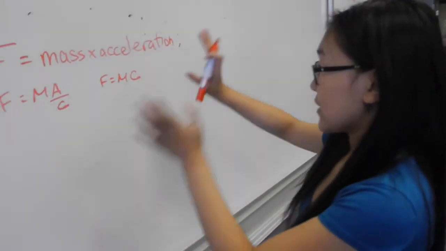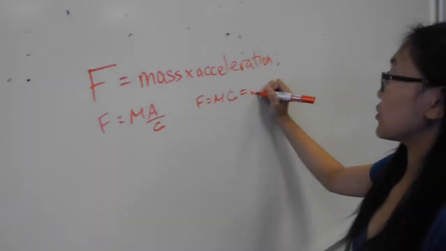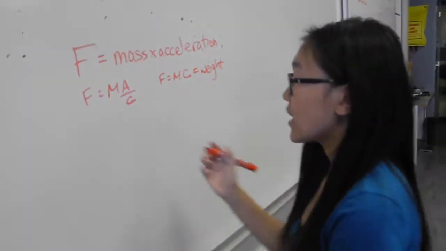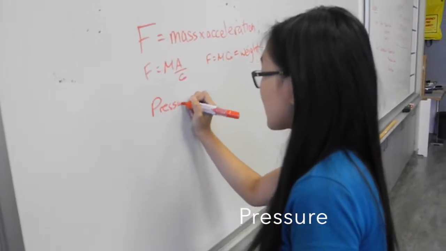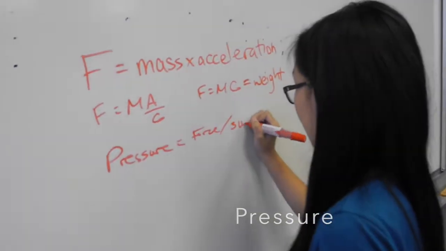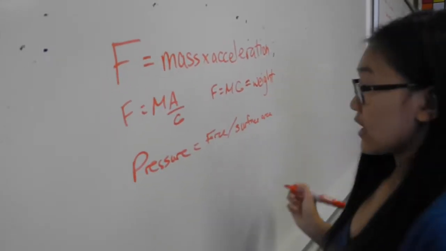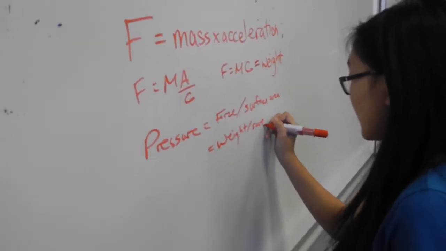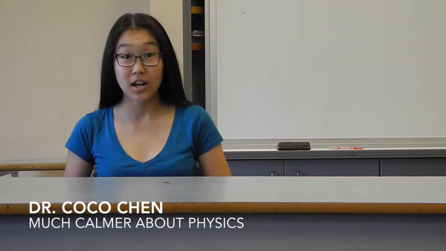But that's not what it is, because F equals mg is actually equal to weight, which is why you're lighter on the moon. So that makes lots more sense, because pressure is force over surface area, or it could be weight over surface area. So now everything makes sense. Force is mass times acceleration. So how much matter is being dropped at what acceleration is how much force is being applied.